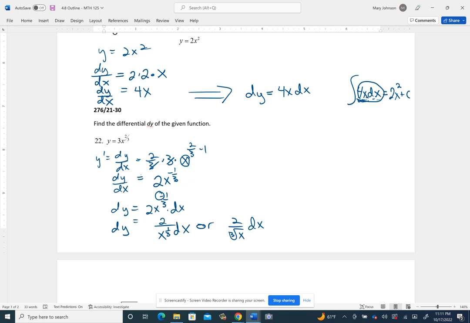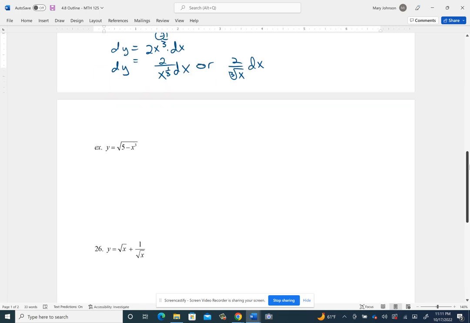All right, now let's just do a few more. Really, it's more practice with derivatives, and it's just like that very last step where you just move that dx to the other side is a nice way to think about it.